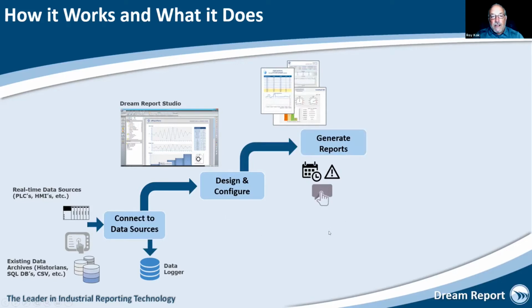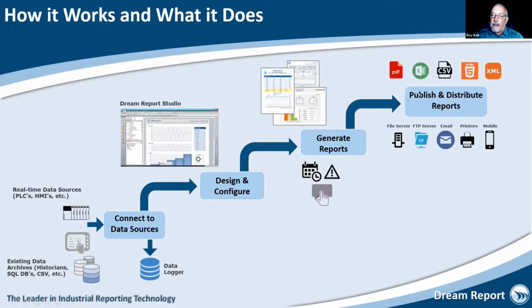So trigger based on time of day, day of the week, alarm conditions, manual triggers, and Dream Report will generate PDF files, Excel files, CSV files, web pages with HTML5 format, XML files if you have to provide data to other systems programmatically. We can put data in various locations for you, so files can show up on your file server, on an FTP remote site. We'll email information to you. We'll print information. You can access your information through mobile interfaces as well.